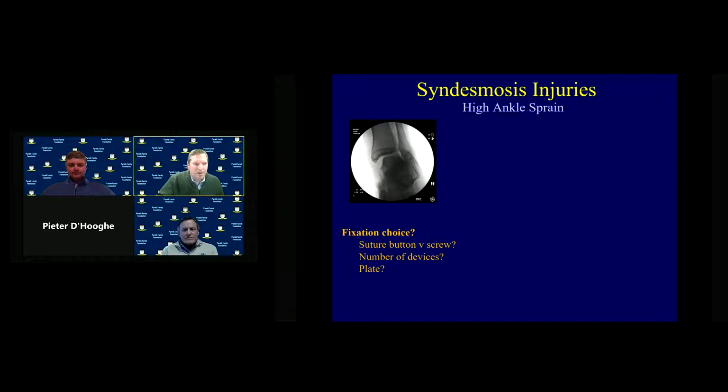Tom, when you think about how you're going to approach this purely ligamentous injury, what's your go-to? What type of device do you use? A plate? How many devices? Configuration? Kind of what's your approach?